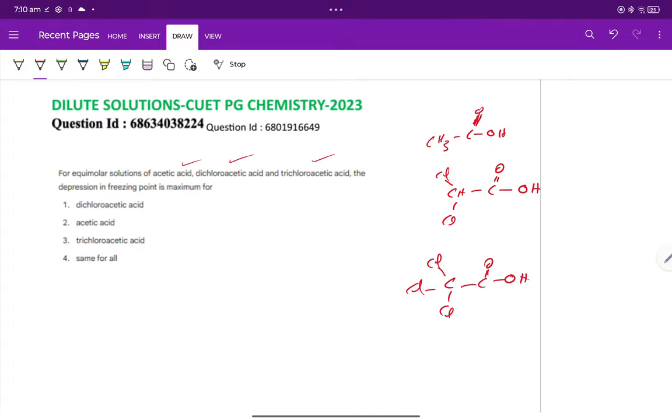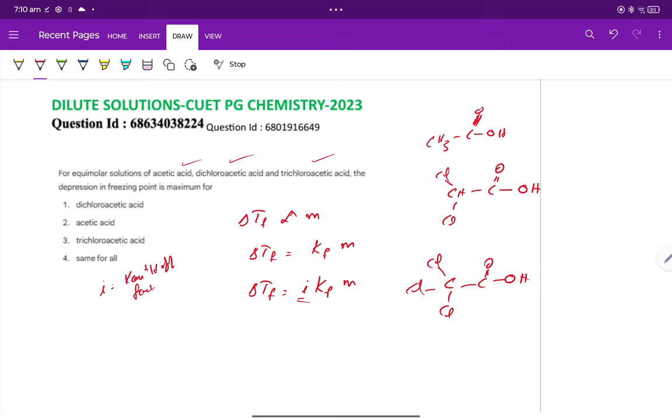Now we know depression in freezing point, that is the delta Tf. For a colligative property, delta Tf is proportional to molality. Delta Tf is equal to Kf into m for simple solutions, and also delta Tf is equal to i into Kf into m, where i is called the Van't Hoff factor. So what is the Van't Hoff factor? If the molecule associates or dissociates, the value of i will change.